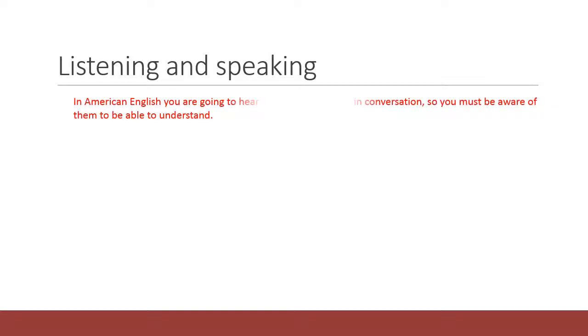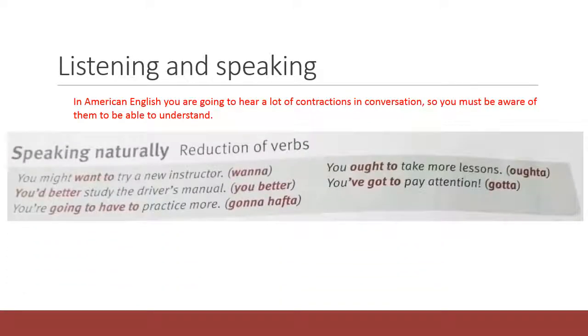Listening and speaking. In American English, you're going to hear a lot of contractions in conversation, so you must be aware of them to be able to understand. Page 57. Three, speaking naturally. Reduction of verbs. A. Listen and repeat the sentences above. Notice the reduction of the verbs. In what situation might a person give this advice? Can you think of other advice?